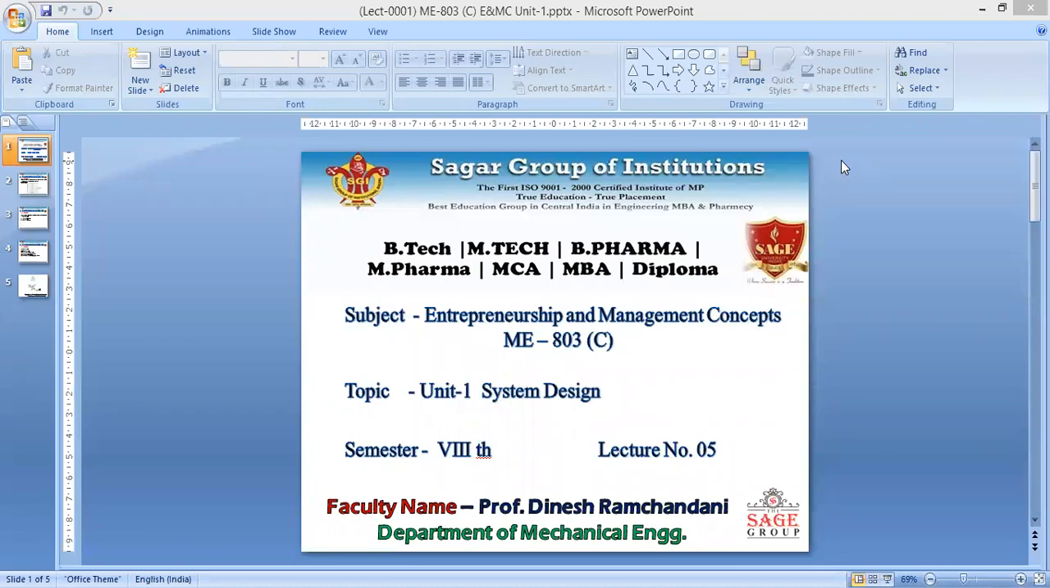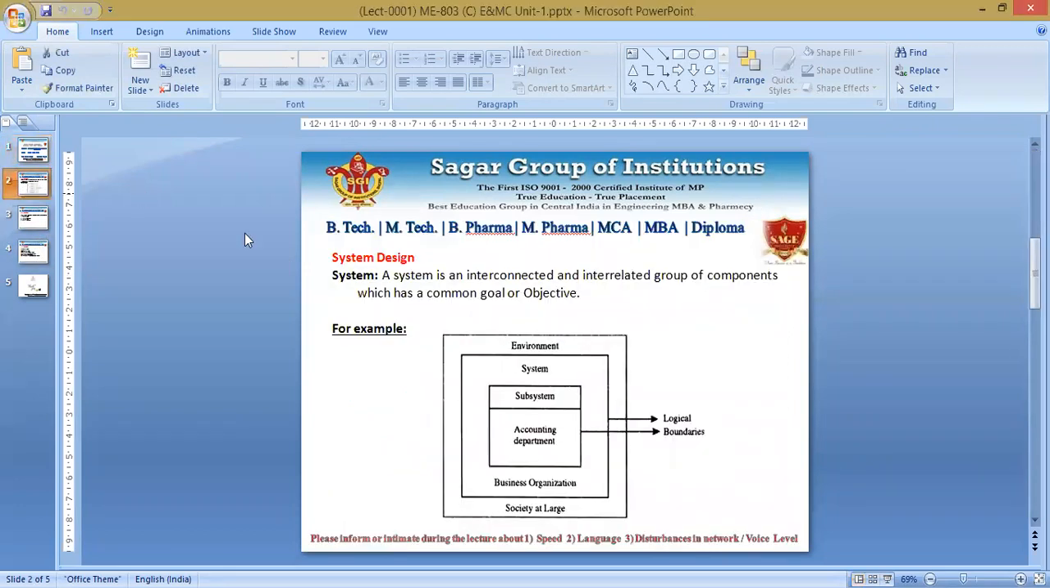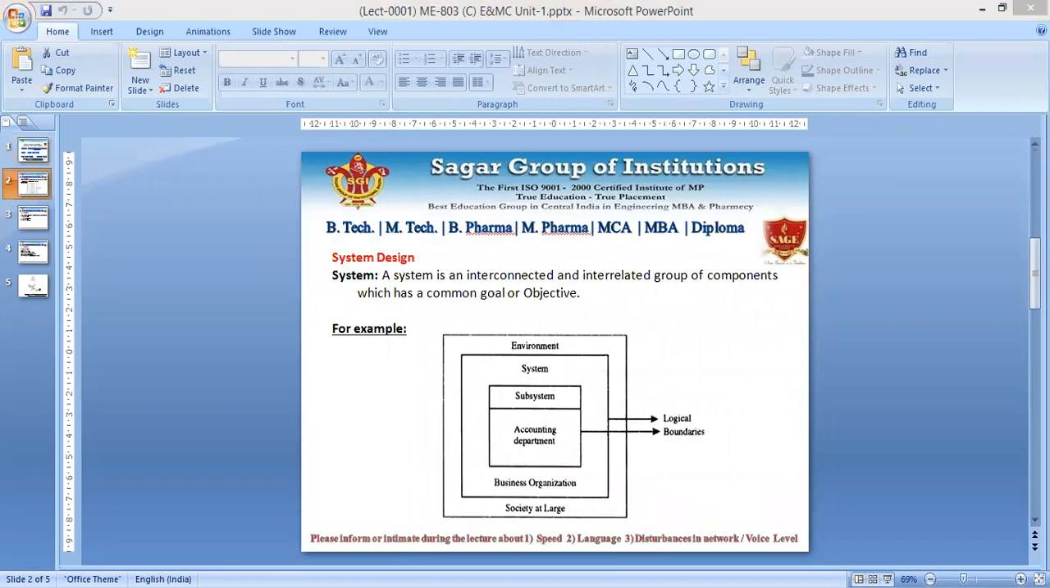Good morning, students. Today we are starting our unit 1, which is system design. Welcome to 8th semester. Now, what is system and what is system design? Let us understand first, and hope you are keeping yourself safe and sound. Now, let us see what is system and how to design a system to get the maximum output in terms of productivity, profitability, and everything.